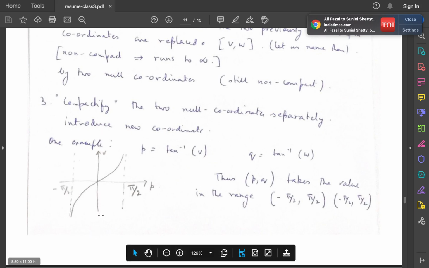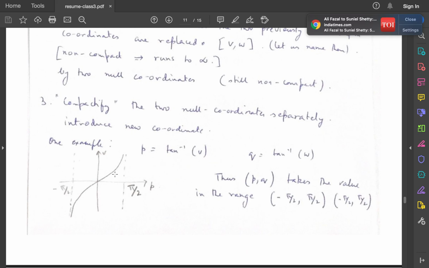However, if I do this transformation, for any v, the maximum value that p can have is always in the range between minus pi by 2 to plus pi by 2. So if I do this type of transformation, I can always compactify null non-compact coordinates to compact coordinates, and this is called the compactification of the coordinates.